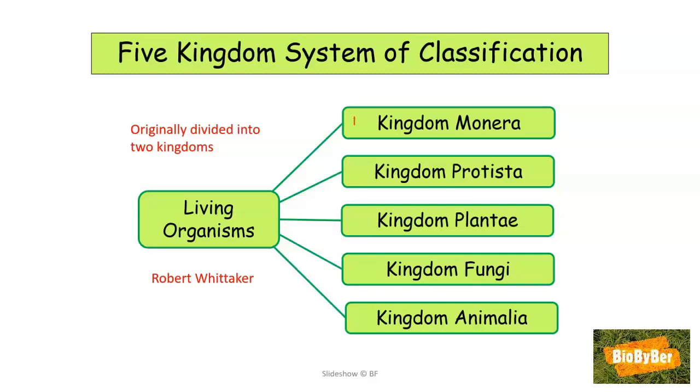The first group is Kingdom Monera, and the next kingdom is Kingdom Protista. The next kingdom is Kingdom Plantae. The next kingdom is Kingdom Fungi. And the next kingdom is Kingdom Animalia. There is a little order to this listing of kingdoms. We can see this more clearly if we look at a diagram.